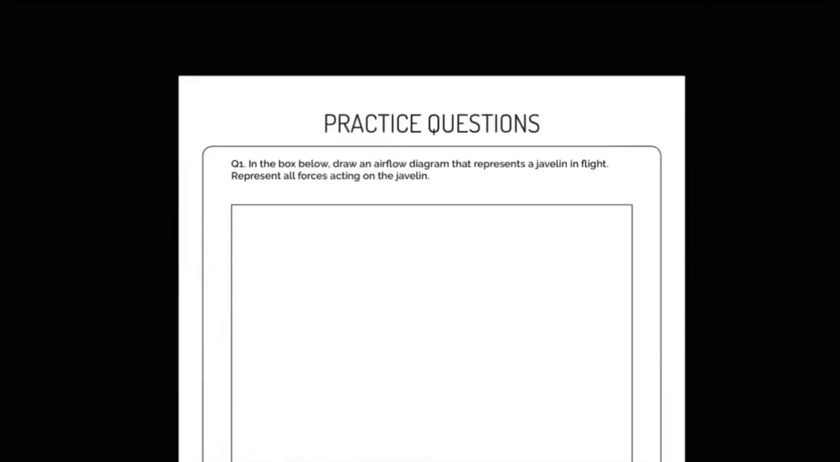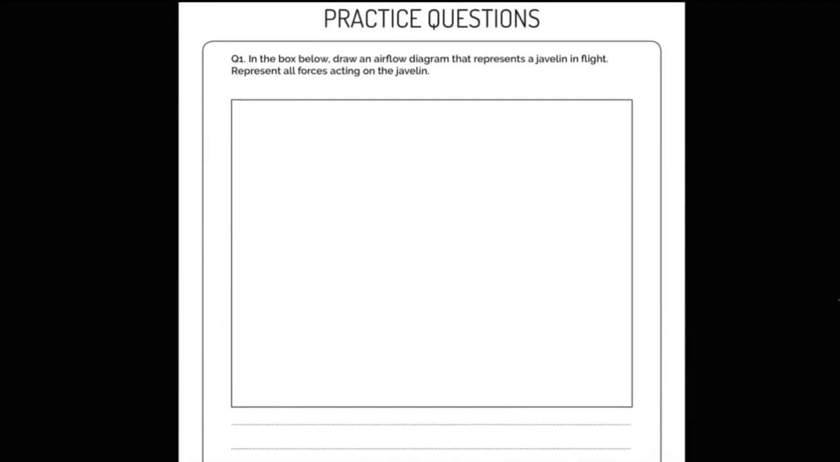I want to look at this question here. It says, in the box below, draw an airflow diagram that represents a javelin in flight. Represent all forces acting on the javelin. So look, you guys have to develop the skill of drawing. I know some of you don't want to and don't like it, and I don't personally particularly like it either. But it's something you have to get used to.